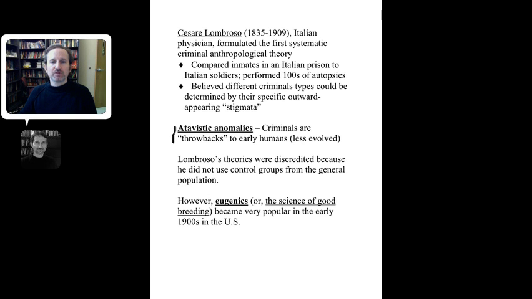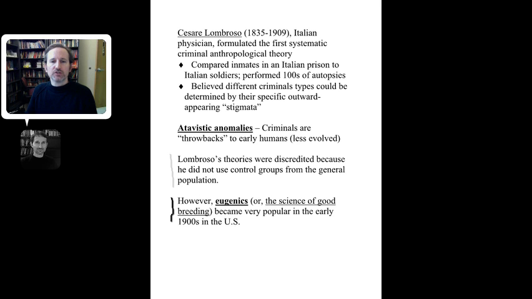He developed this concept of atavistic anomalies, the notion that criminals are really throwbacks to more primitive people. They were less evolved and thus less able to be in contemporary society, less able to control themselves. And that's a useful thing to consider. As I mentioned a second ago, Lombroso's theories were discredited largely because he didn't use control groups from the general population. He used soldiers, and that didn't work as a control.